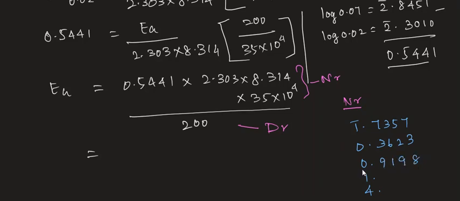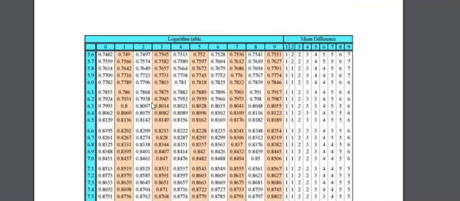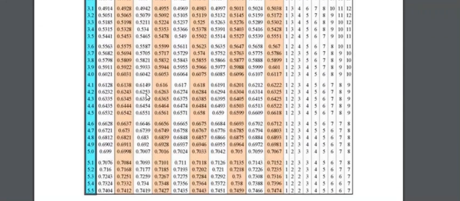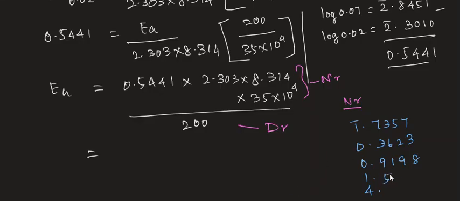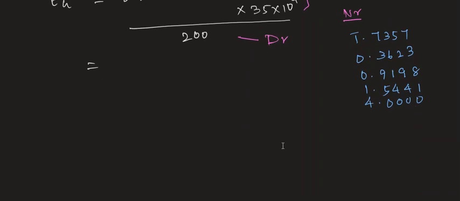And then for 35, we have to find out the logarithm for 35. 35 means 3.5 in 0. So 3.5 0, 5441. You can write that as 5441. For 10 power 4 it is 4. You can simply put 0 0 0 because the logarithm of 10 power 4 is 4. Now add everything.